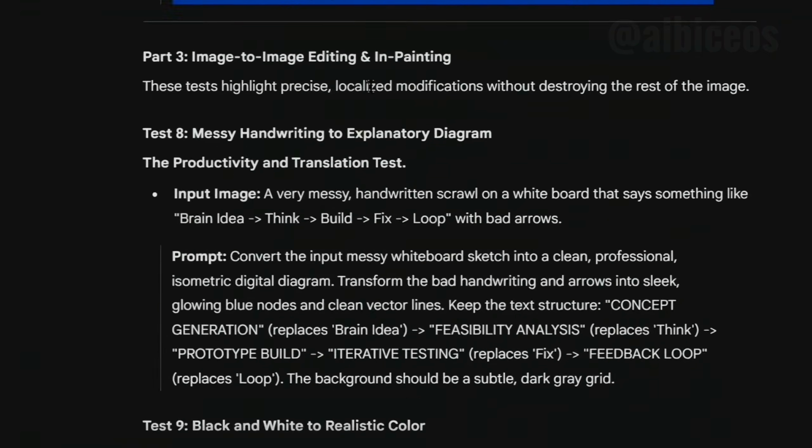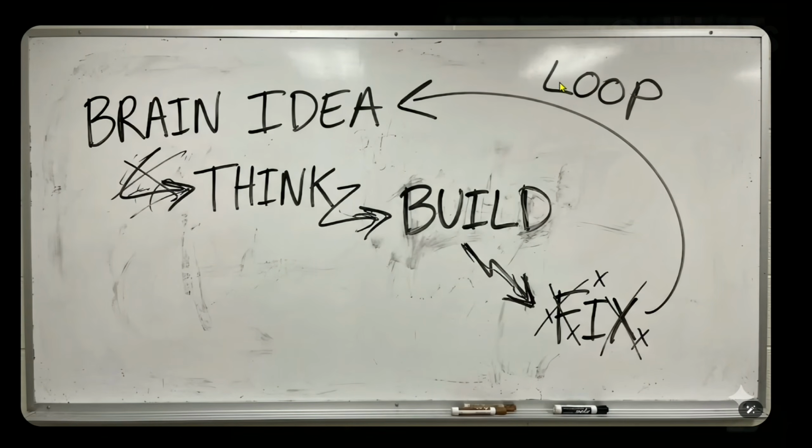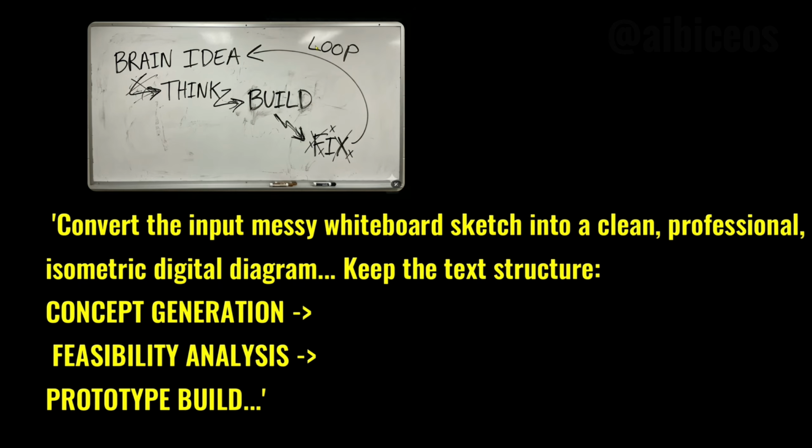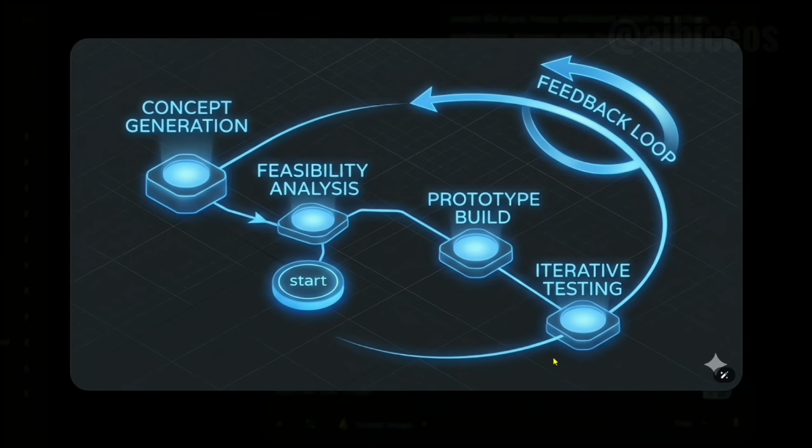Now, let's test image to image and see what results we get. I uploaded this messy whiteboard workflow sketch and gave it this prompt. Convert the input messy whiteboard sketch into a clean, professional, isometric digital diagram. Keep the text structure, concept generation, to feasibility analysis, to prototype build. And boom, it gave me this result in seconds. Extremely well made and strictly followed the prompt.